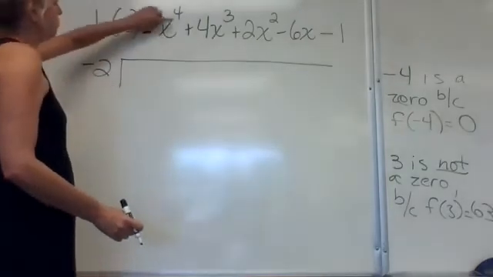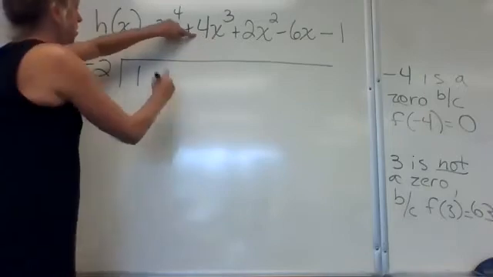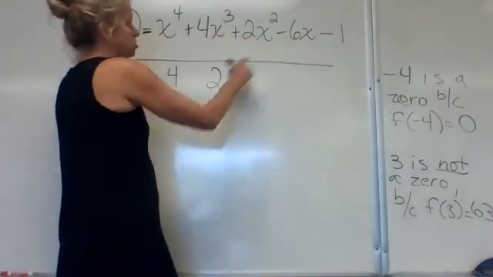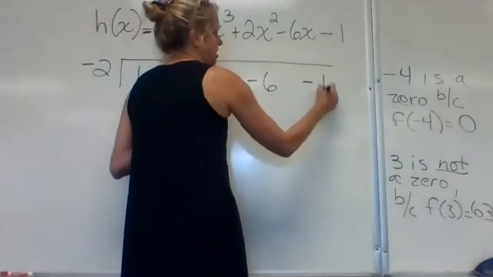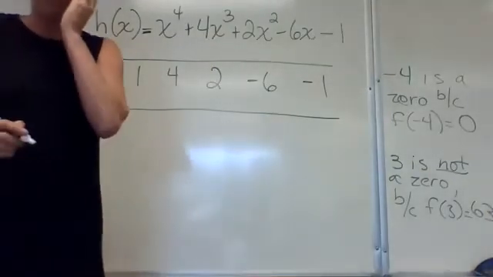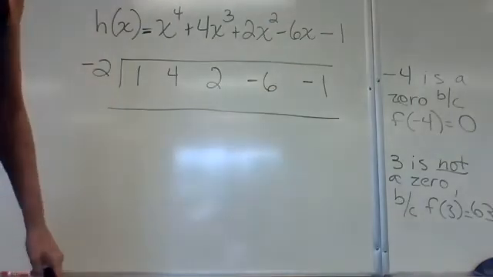My coefficients in front of x to the 4th is a 1. In front of x to the 3rd is a 4. In front of x squared is 2. In front of x is -6. And then my constant is -1. So let's see what I end up with after synthetic dividing. Drop down your 1.